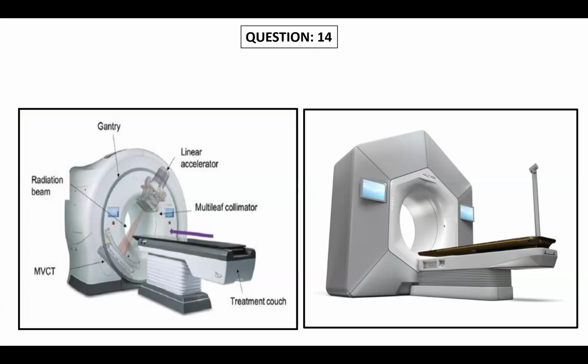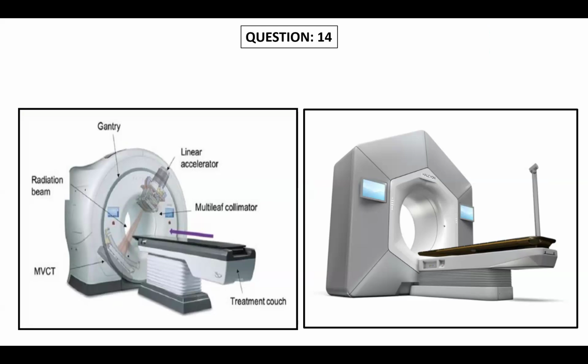Yes, sir. First one is tomotherapy machine, sir. Okay, good. And second one is ring gantry machine, sir. Any idea what it is? Halcyon. So can you tell the basic difference between these two? Only one difference. We'll go to next question.